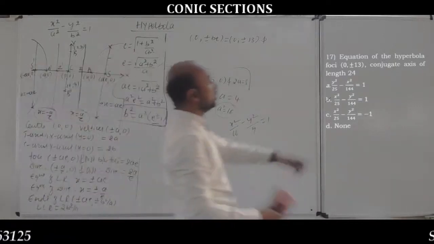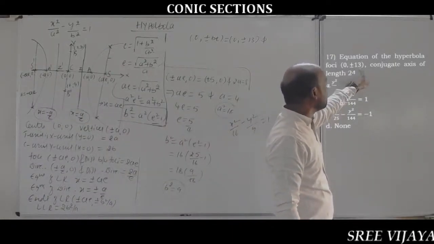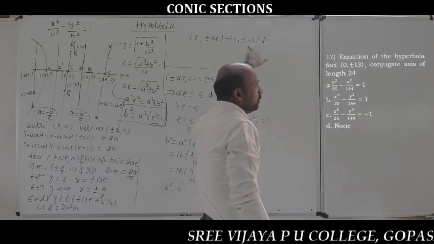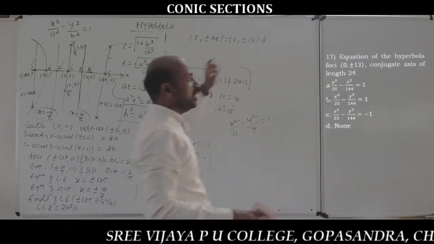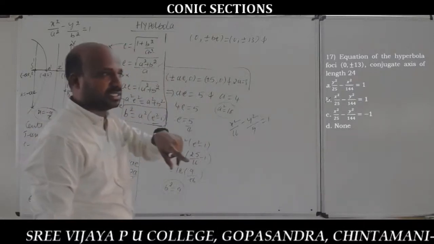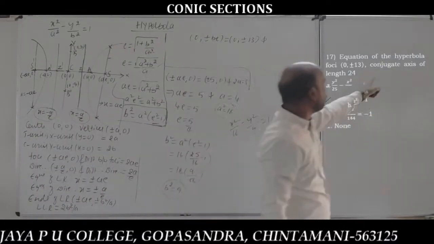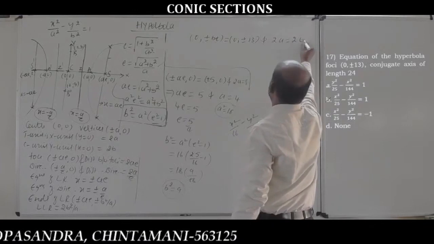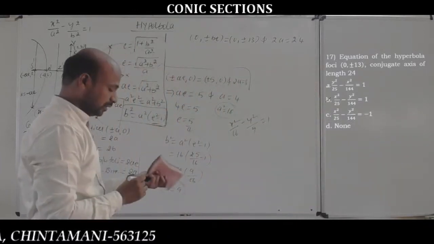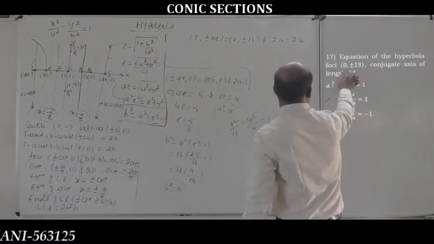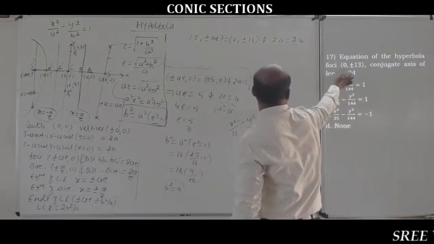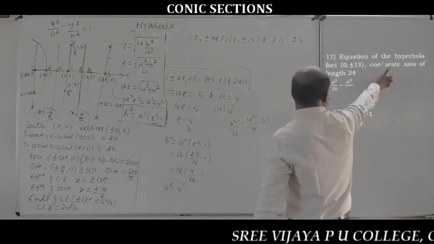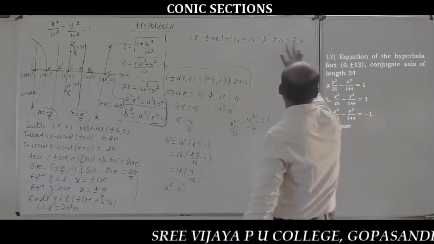So now, equation of the hyperbola, coordinates of foci (0, ±13), the x coordinate is 0, so we have to take a conjugate hyperbola. For the conjugate hyperbola, the y axis is the transverse axis and the x axis is the conjugate axis. Here what is given is the conjugate axis, and what we have to take is 2a, not 2b, is 24. So for the conjugate hyperbola, the y axis is the transverse axis and the x axis is the conjugate axis. Here what is given is the conjugate axis, so we have to take the length as 2a.